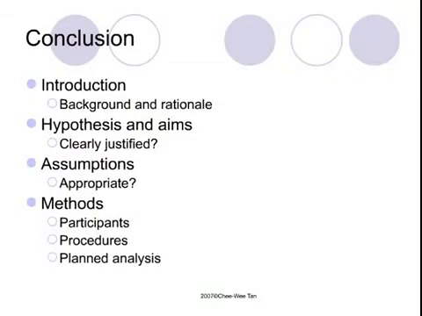I'll stop here for the moment and recap what we've just covered in this lecture. Firstly, we talked about the introduction where the authors should provide you with the background and rationale for the research. The hypothesis and aims should be well justified so that we know the research is worth the read. We also looked at why assumptions held by the researchers may be important, and we should not take this for granted. Some aspects of the methods section were also covered, specifically looking at the recruitment of participants, the reporting of the procedures, and any planned analysis that is to be conducted.